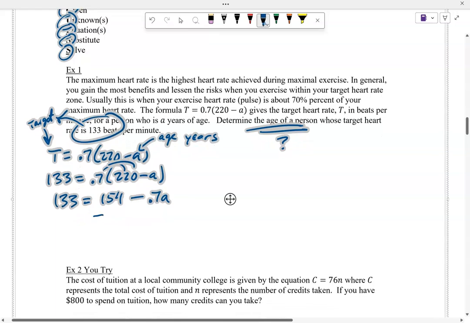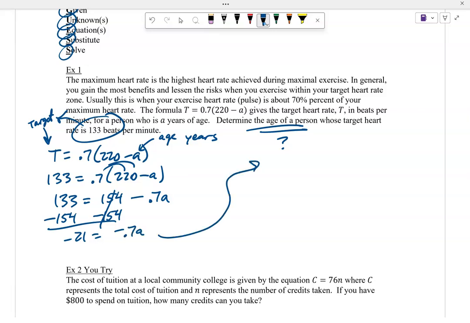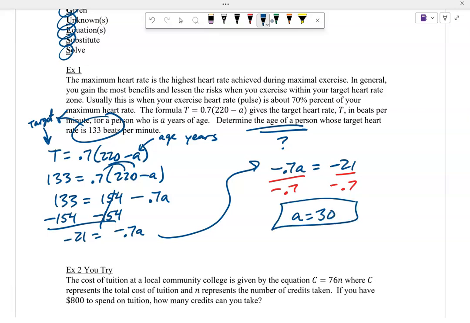And now I'm going to solve for A. So let's subtract 154 from both sides, and we get -21 equals -0.7A. Let me take it over here. -0.7A equals -21. And I'm going to divide by that -0.7 on both sides. So my A ends up being 21. Of course, a negative over a negative is a positive. So 21 divided by 0.7 is 30. So a 30-year-old has a target heart rate of approximately, according to this equation, 133 beats per minute.